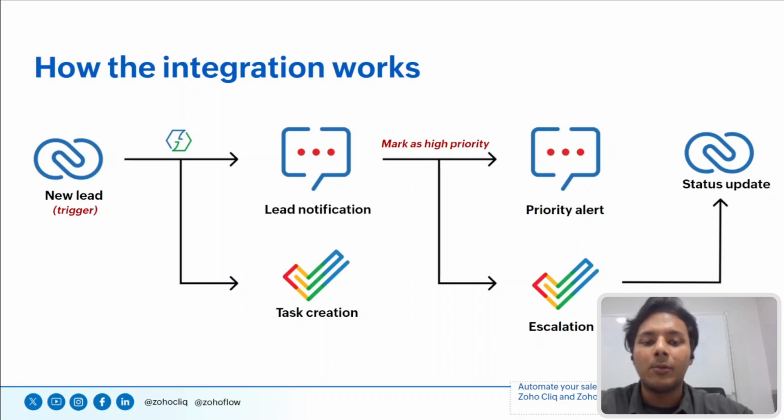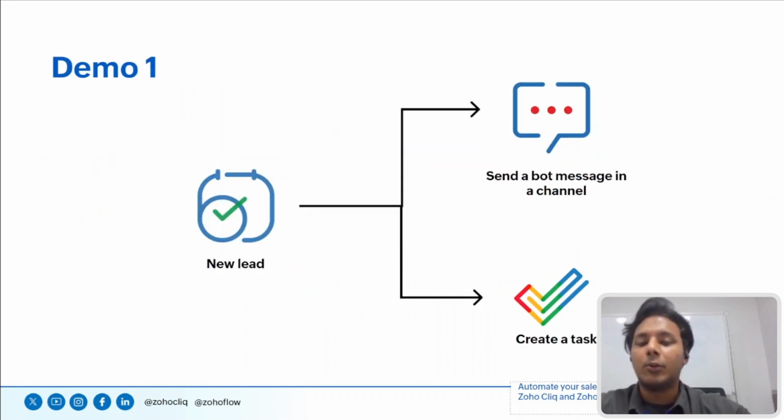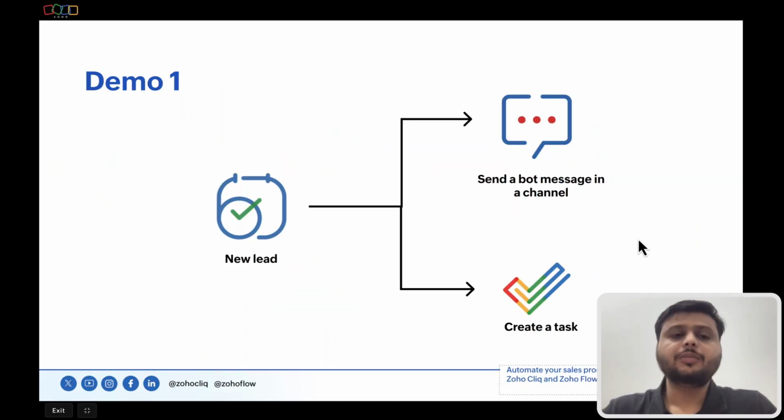Next up is the live demo, for which Naman will explain both these parts. Before we get into the use cases and see how the product functions, let's try and understand what we are trying to achieve in today's session. The first use case that we'll try to do is when we get a lead or a booking from Zoho Bookings, we want to send a message in a channel in Cliq as a bot, and we also want to create a project in Zoho Projects.